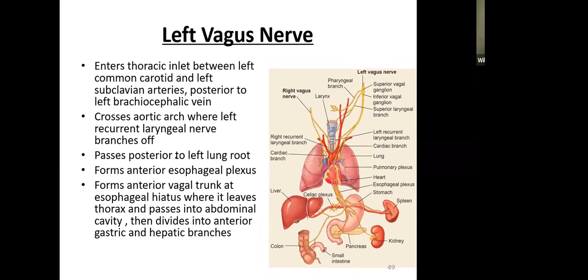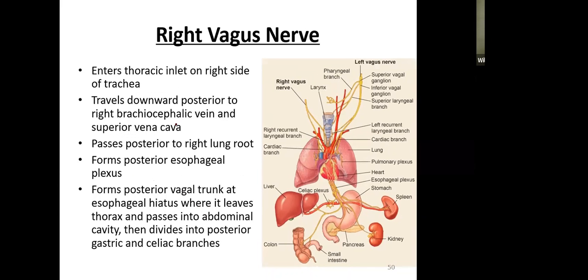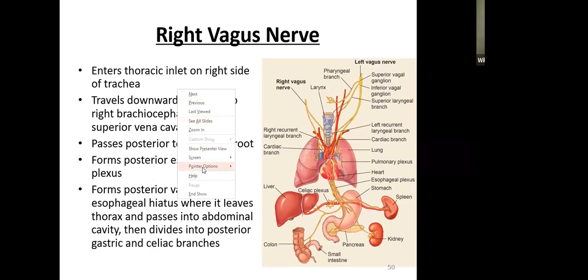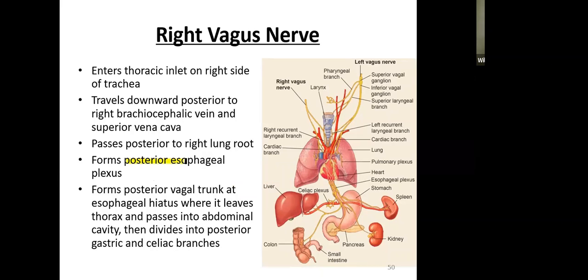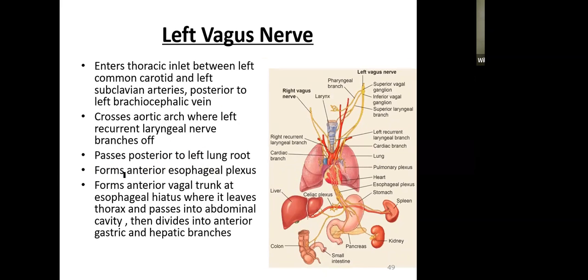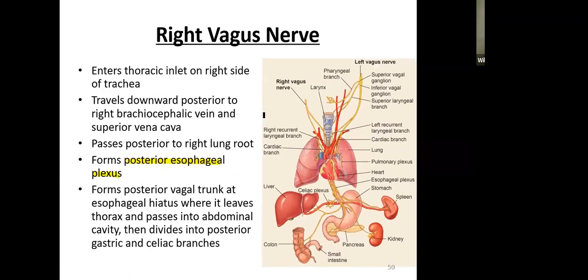So a quick snap note, the difference between the left and right vagus nerve in relation to the esophagus. The right vagus nerve is found on the posterior part, as opposed to the left vagus nerve, which is found on the anterior part. So left vagus nerve communicates on the front, and the right vagus nerve correlates to the back. And you're thinking, why is that important?